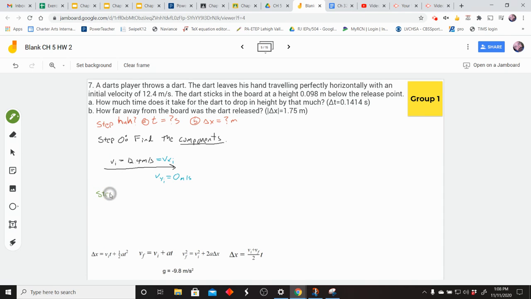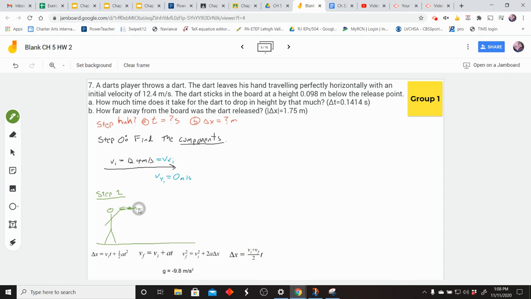So on to step 1. Step 1 is make a sketch. This sketch is important to get right. This one's a little bit tricky. So let me draw this as well as I can. So dart player throws the dart perfectly horizontally initially. I'm trying to draw the feathers, the little flags on the back of the dart. So throws the dart like this, perfectly horizontally initially.